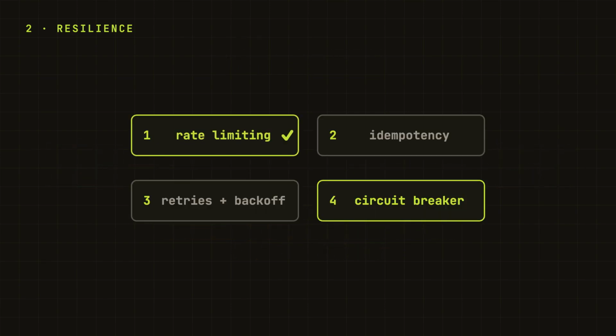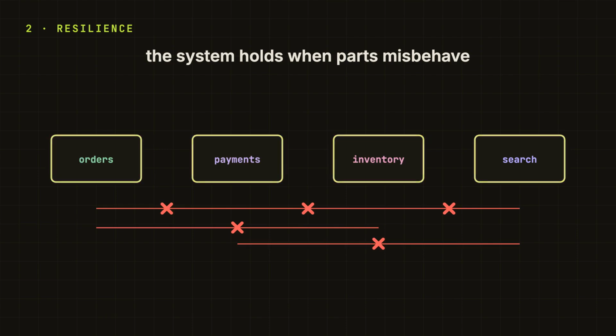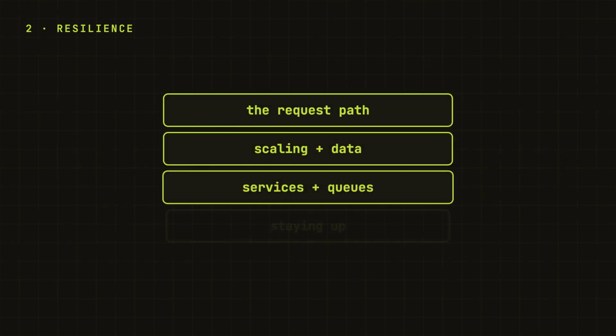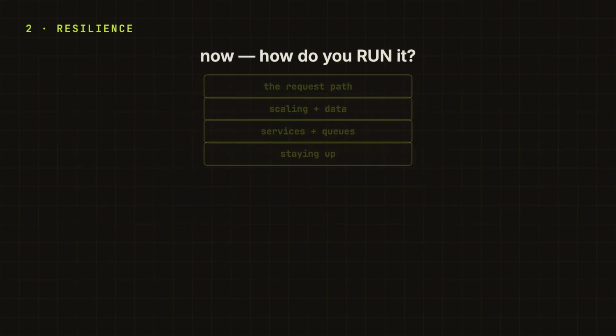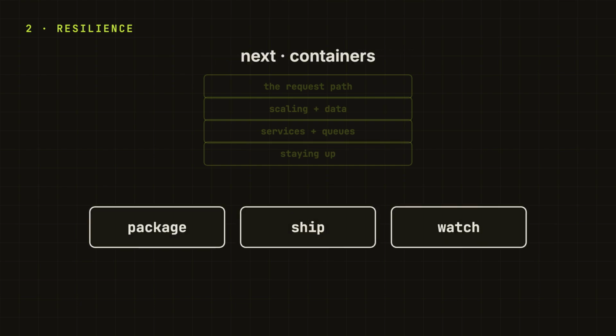So, in our store, rate limiting, idempotency, retries with backoff, and circuit breakers are what keep the whole thing standing even when individual parts misbehave. Okay, we have now designed the entire system. The last big area is how you actually run it in the real world, how you package it, ship it, and watch it. And that starts with containers.